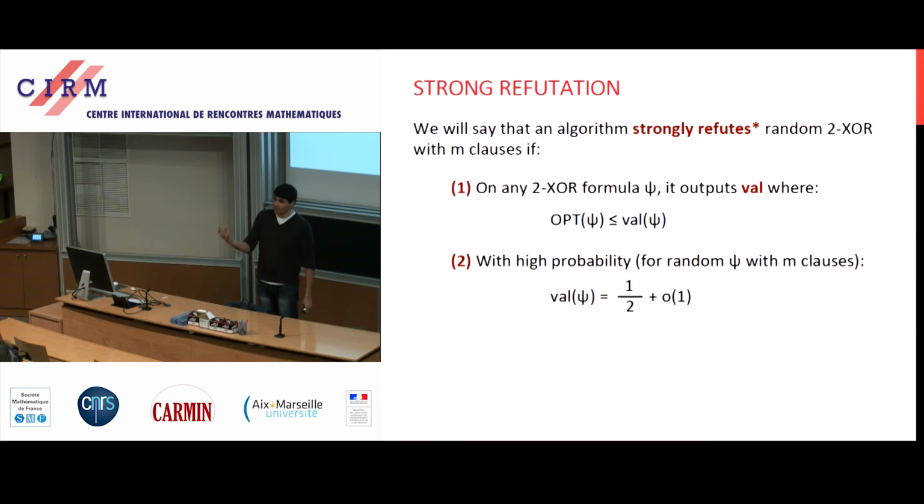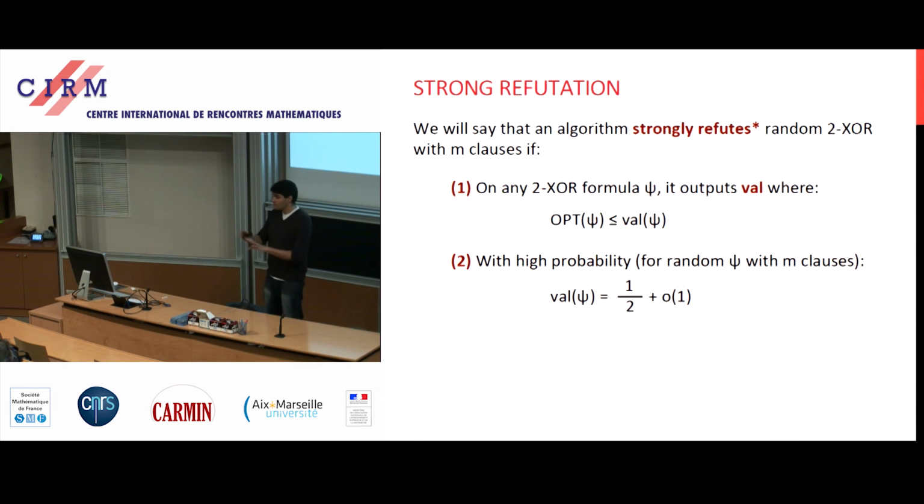We all know that a random 2 XOR formula with enough clauses, n log n, will be really far from satisfiable; you can only get about half of its clauses right. What this is asking is: is there an algorithm to certify that fact that doesn't cheat? Condition 1 prevents you from closing your eyes and saying half plus little o of 1, because you have to be fair on everything. And constraint 2 prevents you from just saying 1 all the time, because you actually want it to be good.